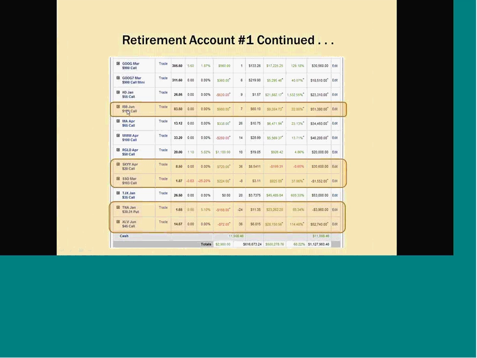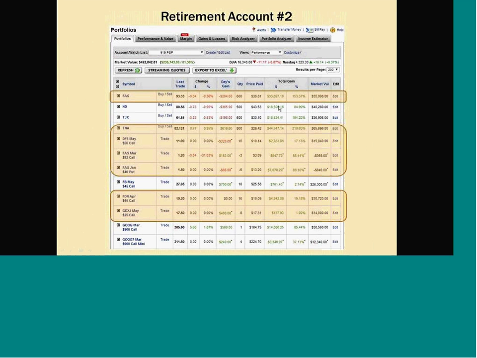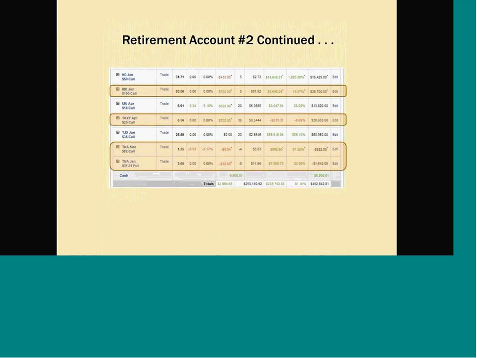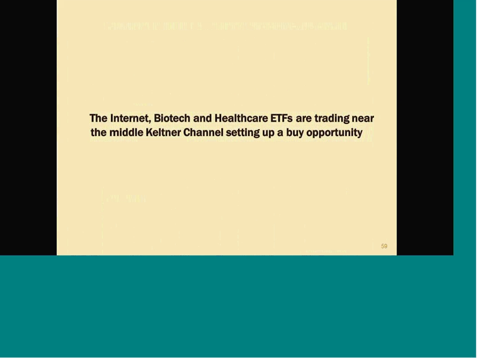This is retirement account number 2. This is a profit sharing plan. And again, I highlighted the ETF portion of my portfolio. So I trade both stocks and ETFs, and this ETF sector trading has worked out very well over the years, as you can see from these profit results. Now, the internet and biotech and healthcare ETFs that we just discussed, they've retraced recently, and they're trading near that middle Keltner channel. So they're setting up for a good buy opportunity here if you want to purchase a call option on those ETFs. Okay, so that concludes my presentation for today.